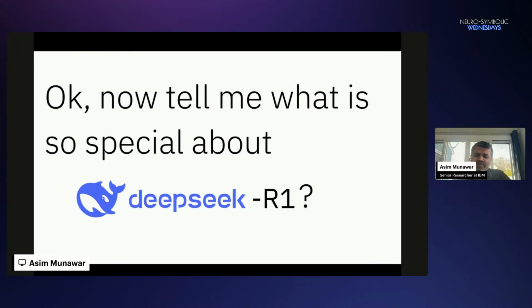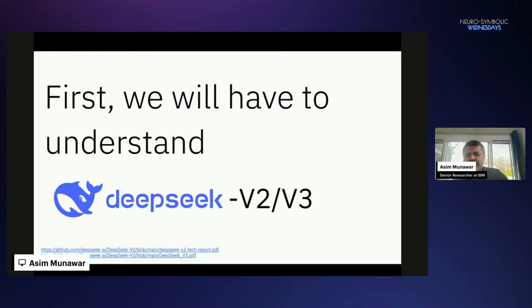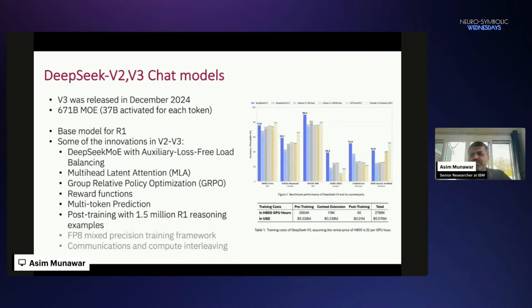So what's so special about DeepSeek R1? To understand that, first we need to look at what they did with DeepSeek V2 and V3. DeepSeek V3 is the base model they started with for DeepSeek R1, which is a reasoning model. DeepSeek V2 and V3 are chat models. They are 671 billion parameter mixture of experts models, with 37 billion activated parameters for each token, which makes them quite efficient. And these are the base models for R1.